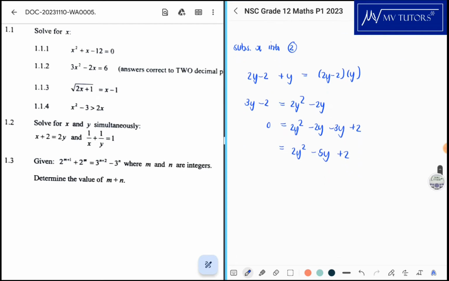At this point, you can use the quadratic formula. I don't want to bust my head trying to figure out all the factors. You can do it, but we have the quadratic formula. Let's just use it.